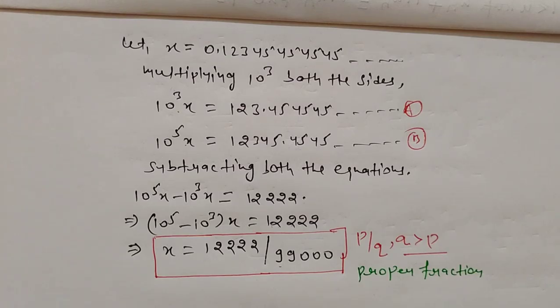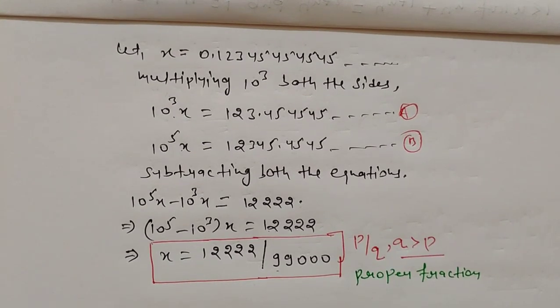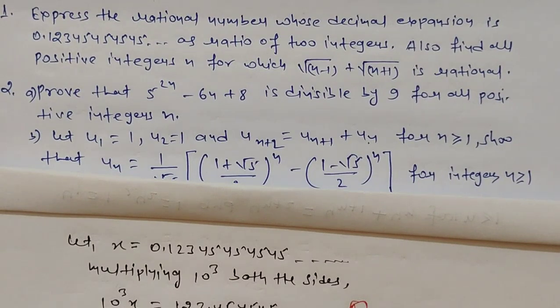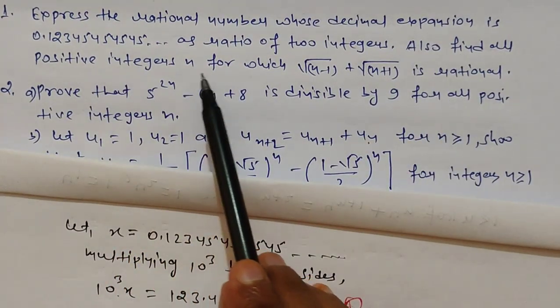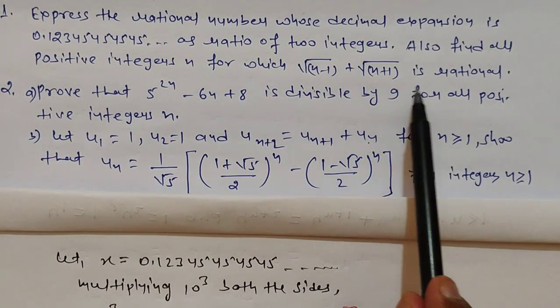Now the second part of the problem is to also find all positive integers n for which square root of n minus 1 plus square root of n plus 1 is rational.